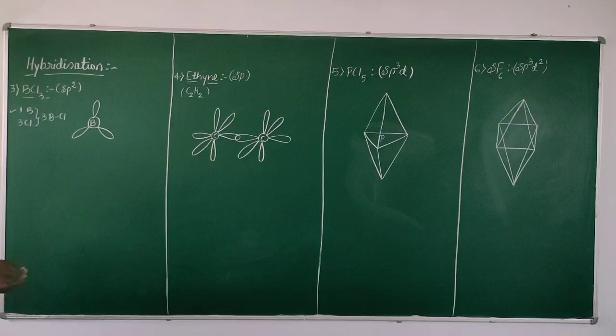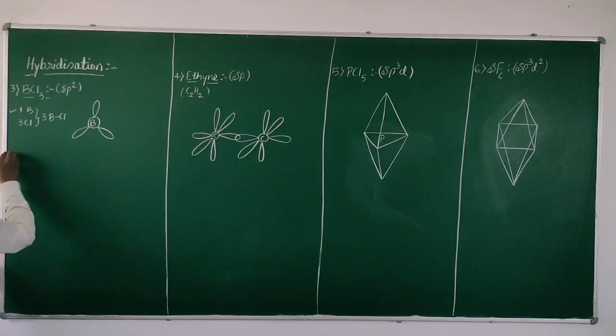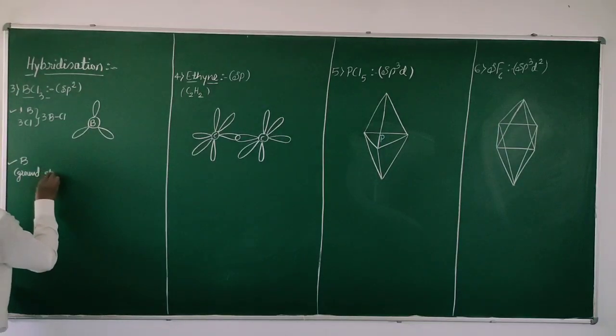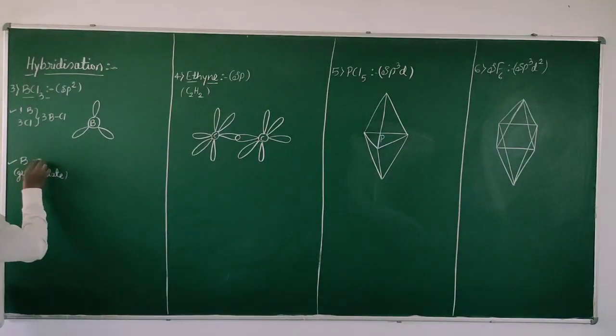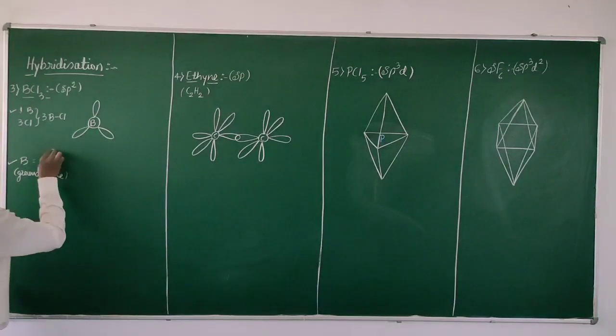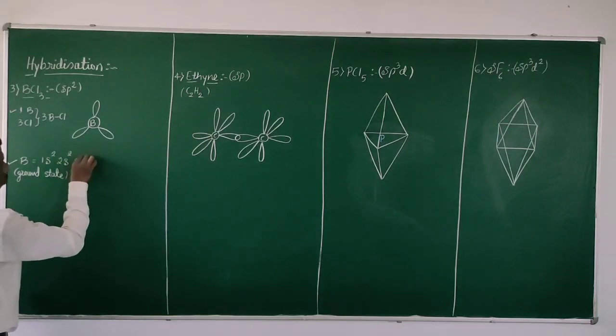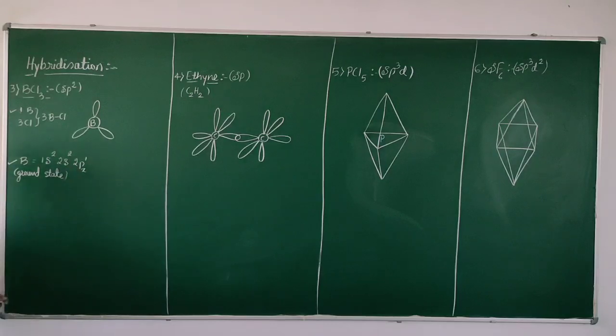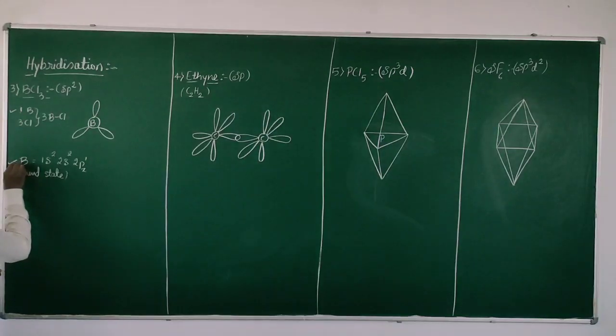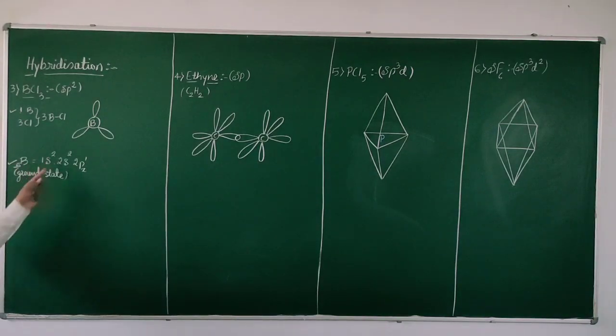Okay, next point. See here, I will write the electronic configuration of boron in the ground state. What is the electronic configuration? 1s2, 2s2, 2px1, because its atomic number is 5. Its electronic configuration is this one.